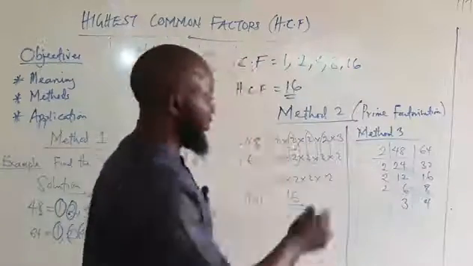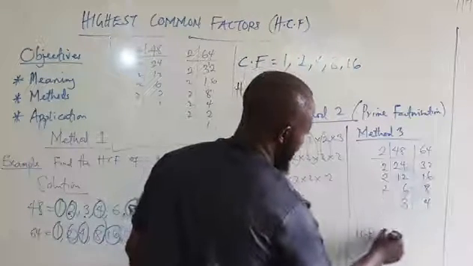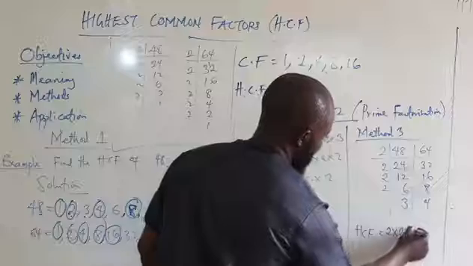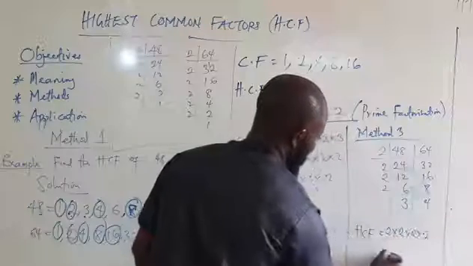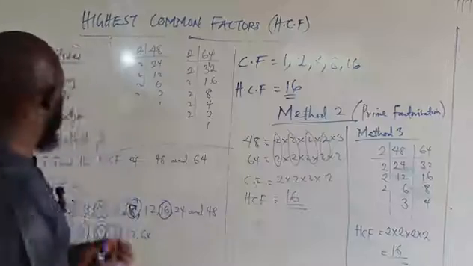So what we're going to do now, we just multiply this. So our HCF now will then be what? 2 multiplied by 2 multiplied by 2 multiplied by 2. That gives what? 16. See, the same answer. So that means we have 3 methods.